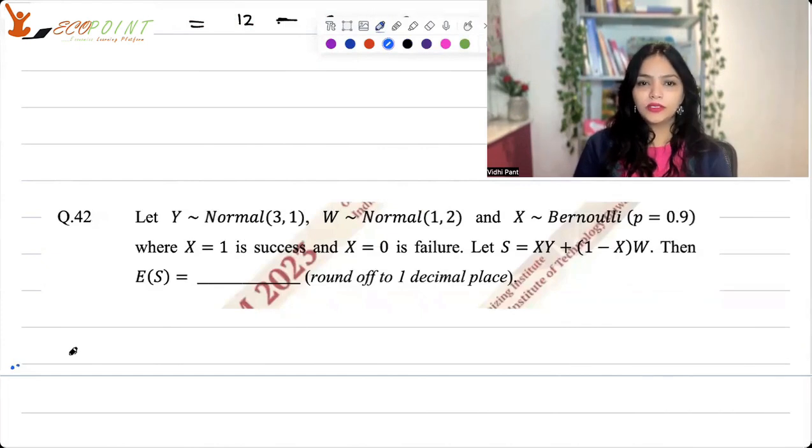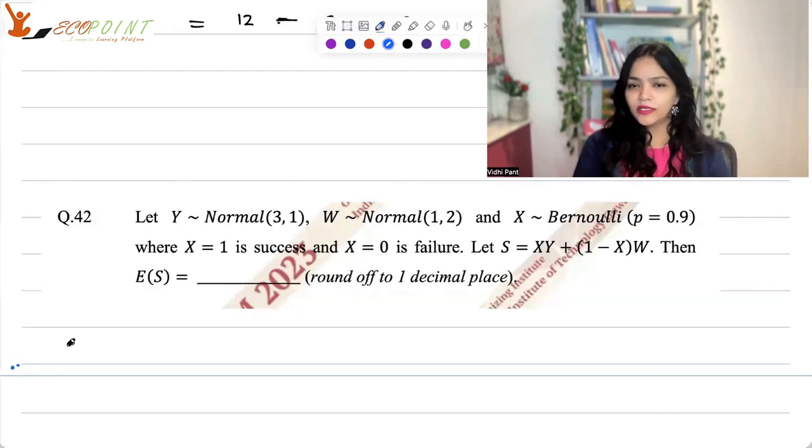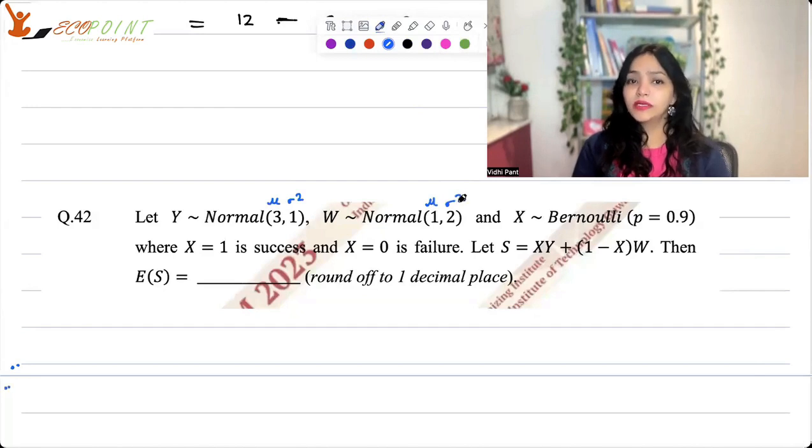The next question again is a very quick and simple question. If you try it out simply, just don't make a fuss that you have a normal distribution question. Let Y be normally distributed with parameters 3 and 1. Now that means 3 is mu and 1 is sigma square. W is normally distributed with parameters 1 and 2. That means mu is 1 and sigma square is 2 for W.